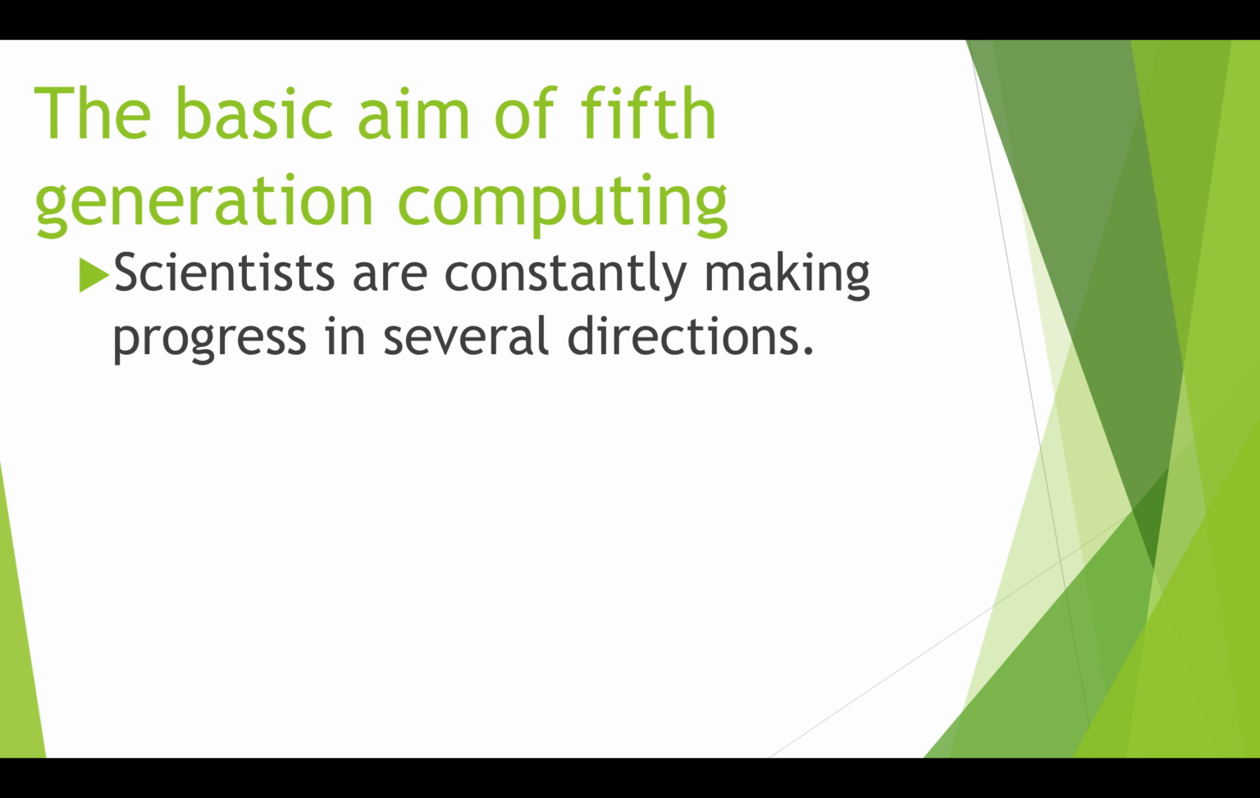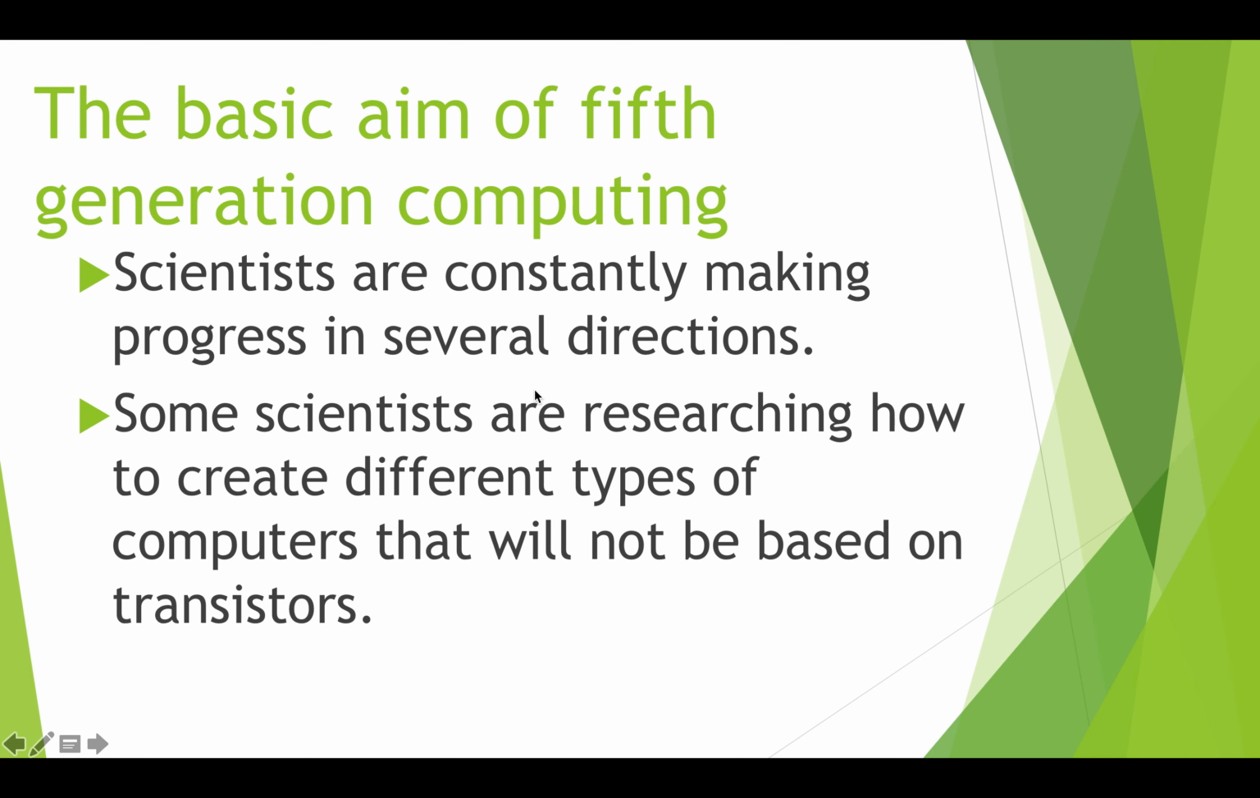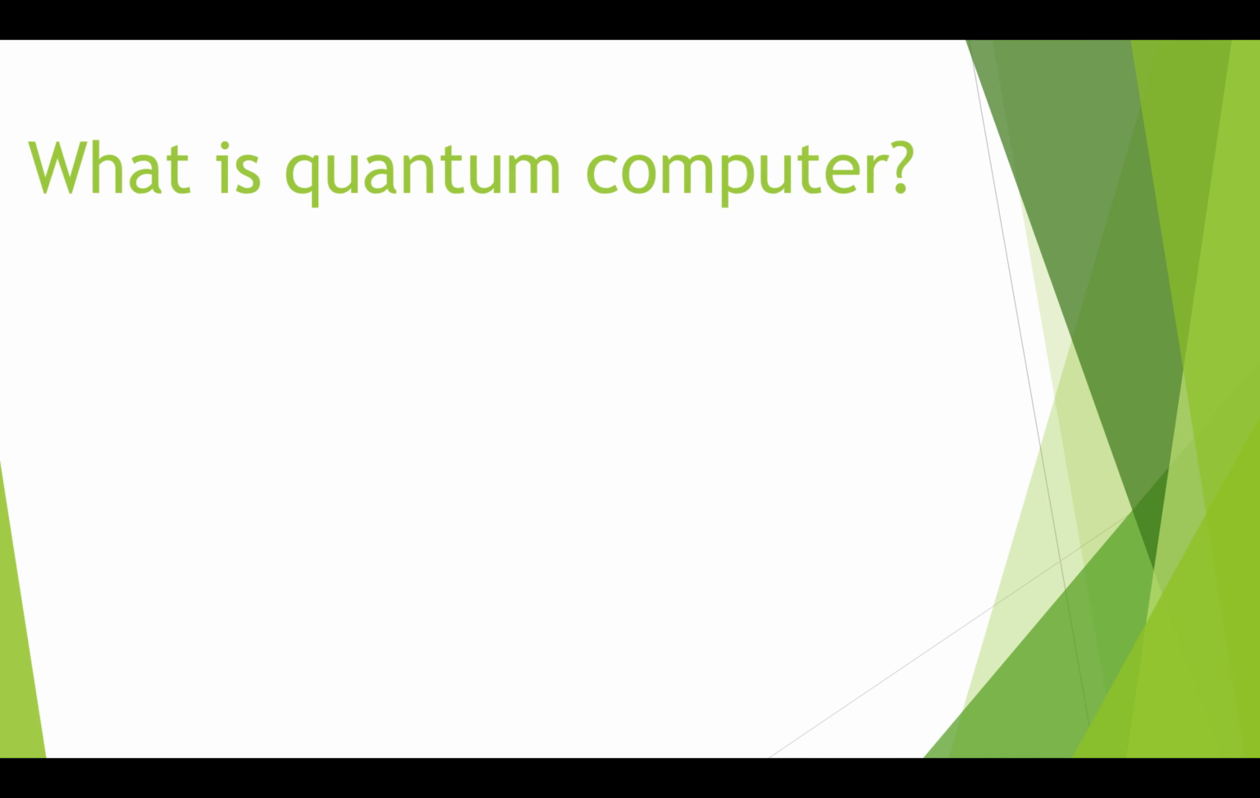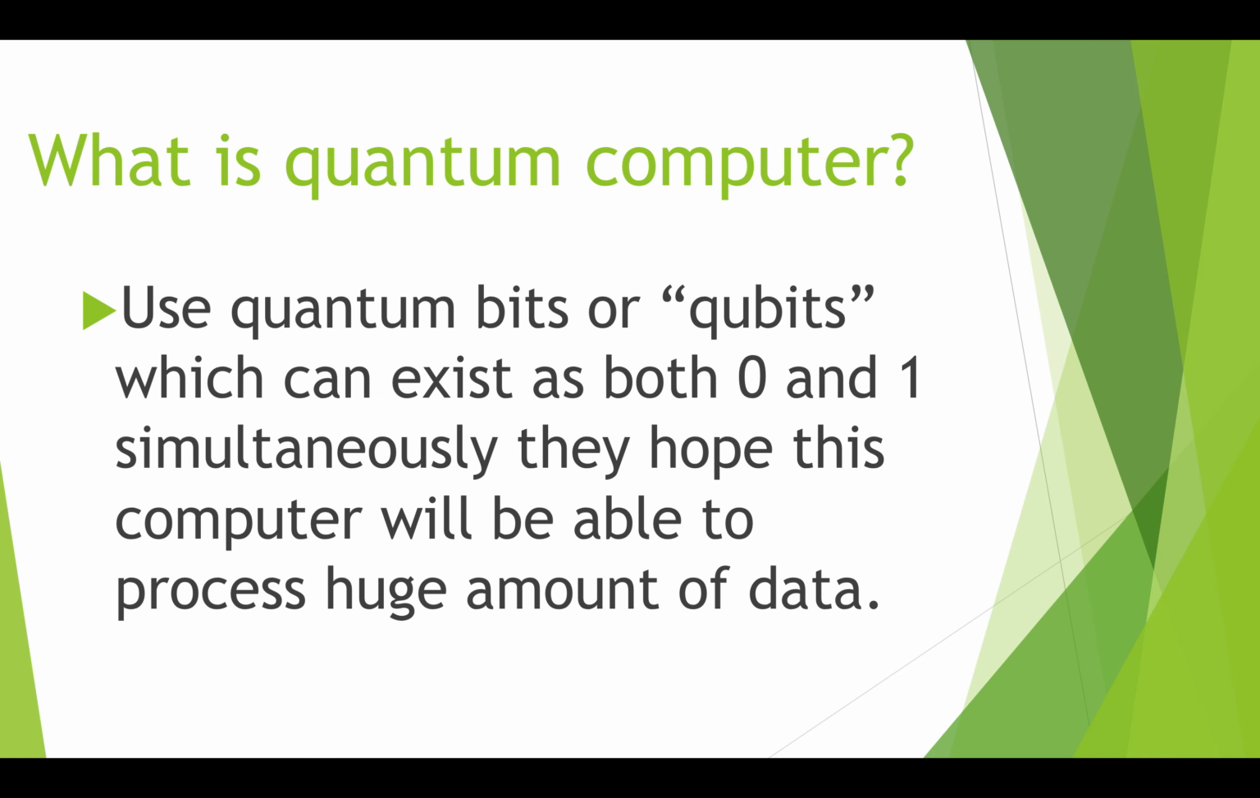The basic aim of fifth generation computing: scientists are constantly making progress in several directions. Some scientists are researching how to create different types of computers that will not be based on transistors, such as quantum computer. Nowadays, scientists are trying to make a computer which should not be based on transistor. See what is quantum computer. Quantum computer uses quantum bits or qubits, which can exist as both 0 and 1 simultaneously. They hope this computer will be able to process huge amount of data.